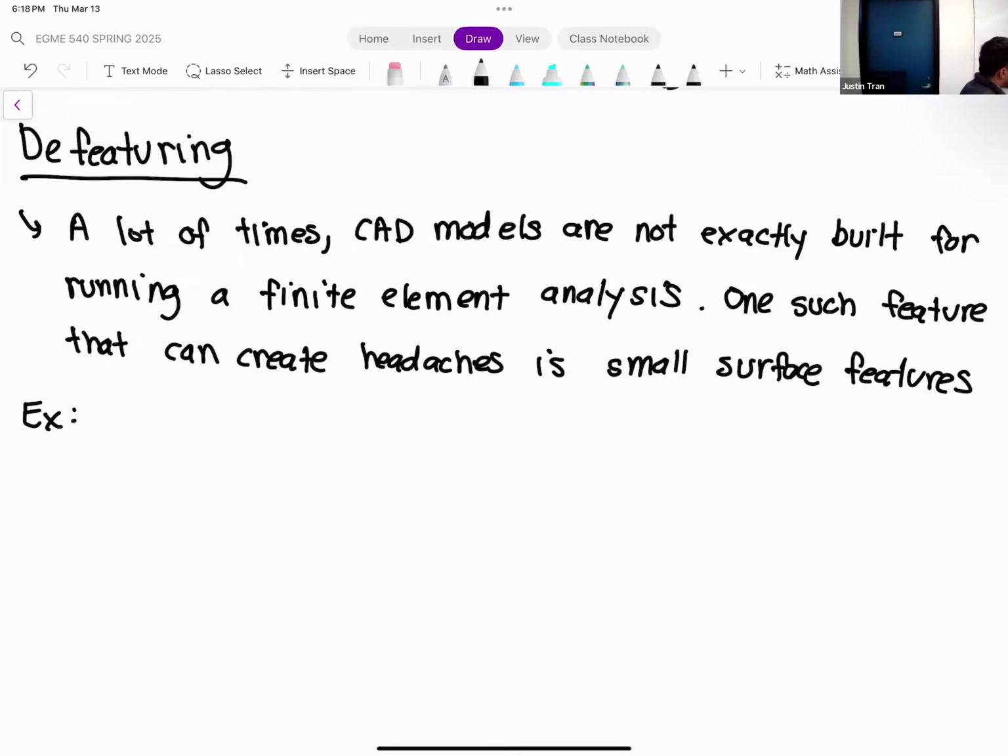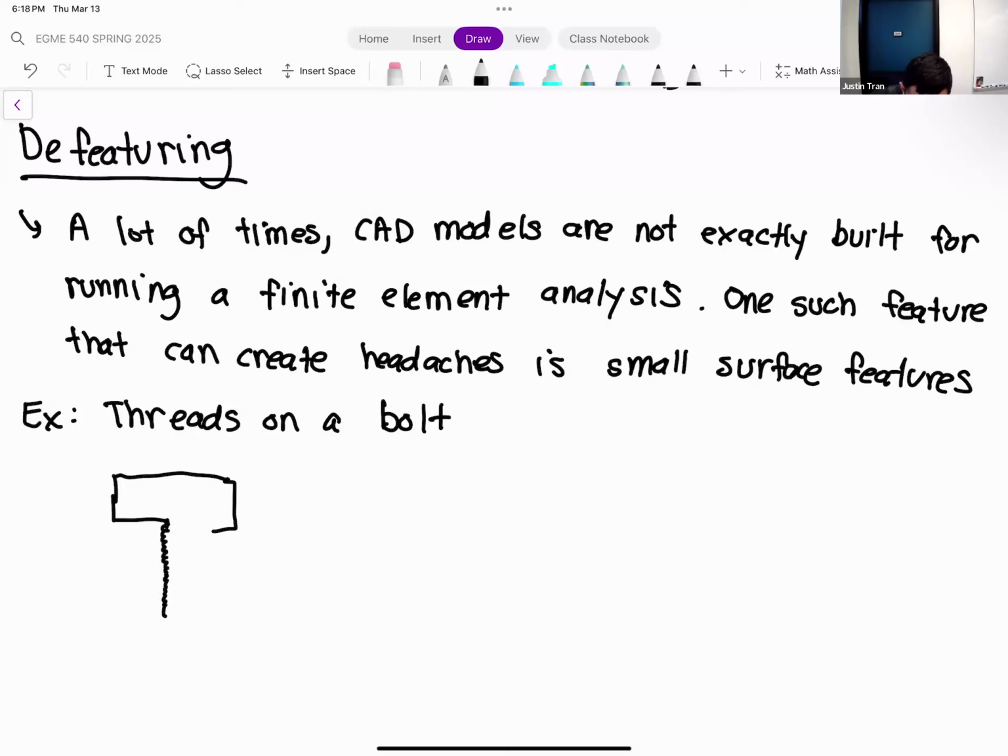Okay, so the most common thing that I see that will cause errors in ANSYS FEA are threads on a bolt or threads on a nut, things like that. If you were to create a CAD model for a bolt, it might look something like this. So you have the bolt head, and then on the shaft of the bolt, we have all these little tiny threads.